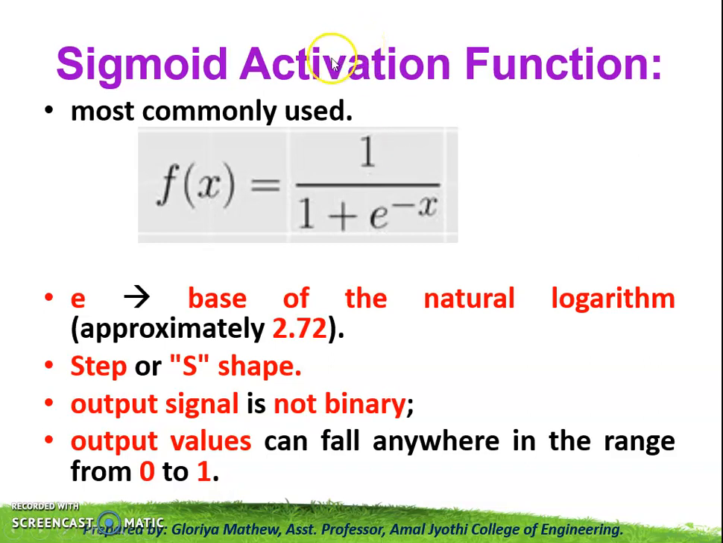So coming to another type of activation function, that is the sigmoid activation function. It is the most commonly used activation function and it can be represented by the formula f(x) = 1 / (1 + e^(-x)), where e indicates the base of the natural logarithm, approximately 2.72. The sigmoid activation function has an S shape. Its output signal is not a binary value, and the output values can fall anywhere in the range from 0 to 1.